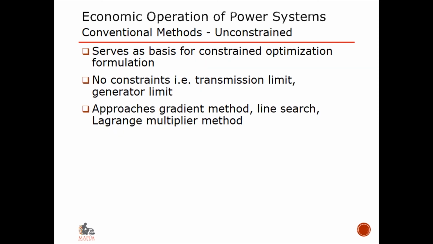As was mentioned, the unconstrained optimization serves as basis for constrained optimization formulation. There's no constraints because you're not assuming any transmission limits or generator limits. So we will actually use this later on when we try to solve economic operation problems in power systems. Approaches used are gradient method, line search, and the Lagrange multiplier method.